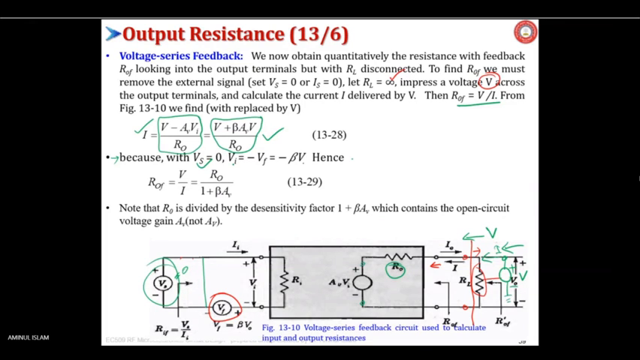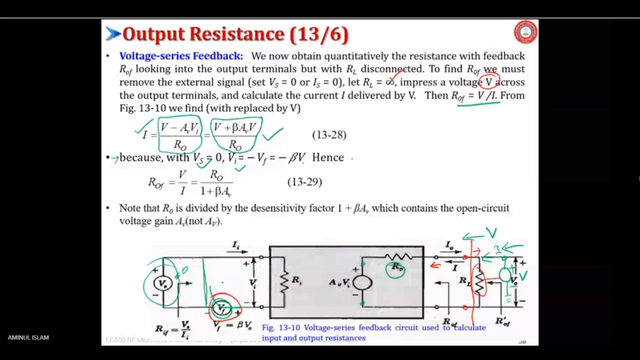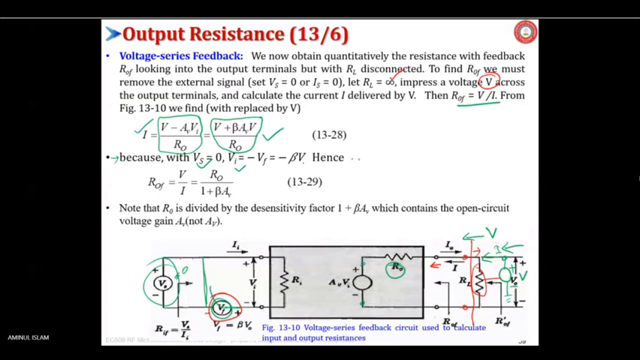Now, Vi will be what? If this is shorted, the leftover is Vi only. Okay, sorry, VF only. So Vi equals nothing but minus VF, and we know that VF equals beta V, actually beta VO. So in our case, we are supplying from outside a voltage source V.